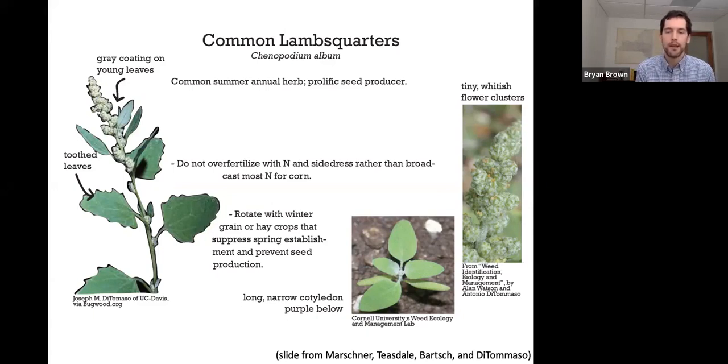It does do best in very fertile, high nitrogen situations. It has this ability, we call it luxurious uptake. It can consume and take up more nitrogen than it needs just to disadvantage the plants around it. So, trying not to over fertilize or being very judicious about putting your fertilizer right in the crop row to not benefit the lambsquarters.